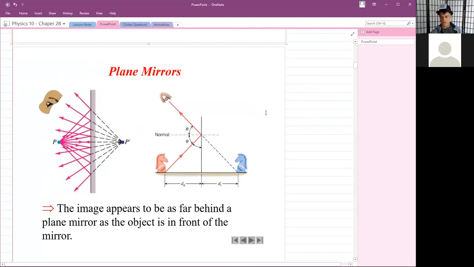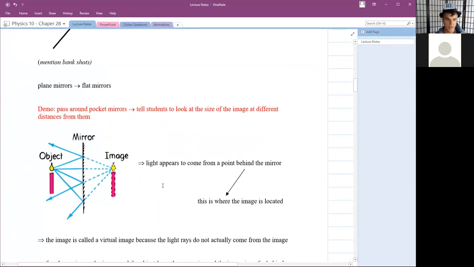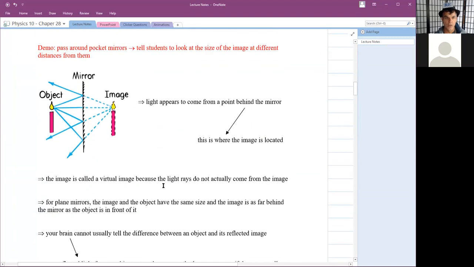So, let me go back to the lecture notes. There's a difference between what we call a virtual image and a real image. A real image is the only kind of image that you could actually project onto a piece of paper, but the image from a plane mirror, the kind of mirror that you're used to looking at in your bathroom, is what's called a virtual image. And the reason it's called a virtual image is the light rays are not actually coming from an object behind the mirror. They just appear to.